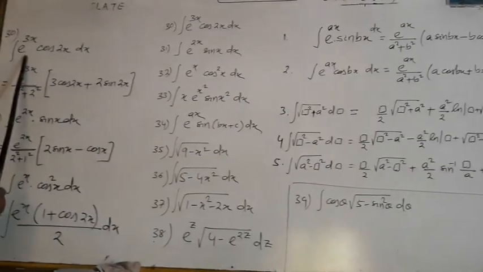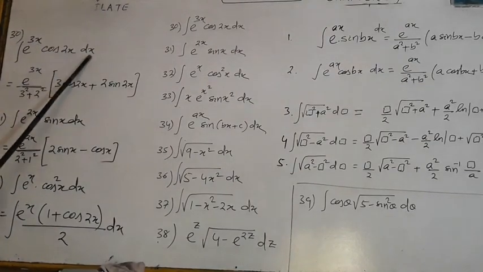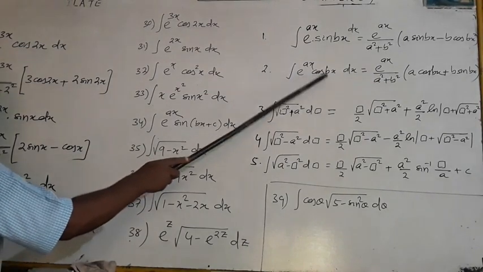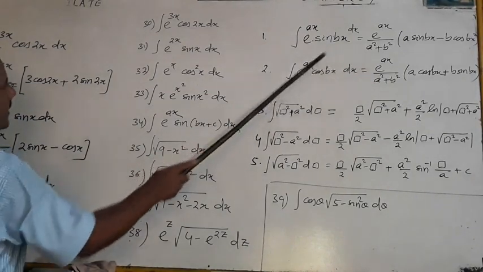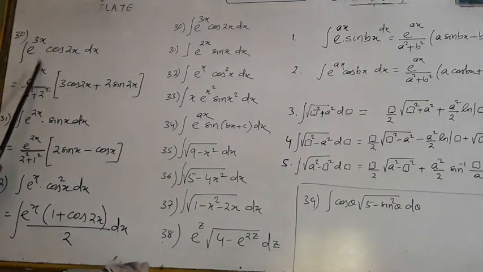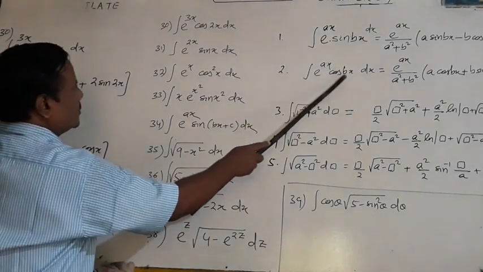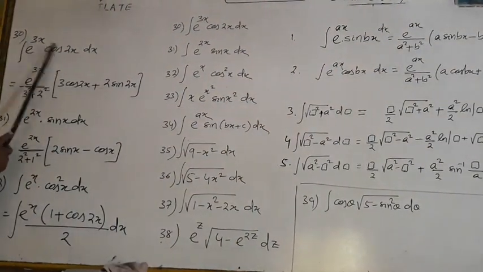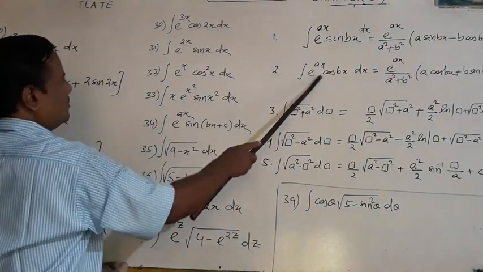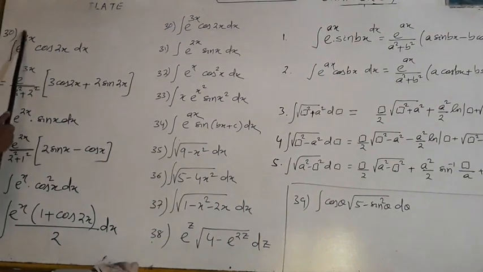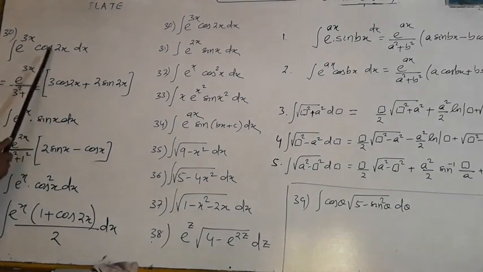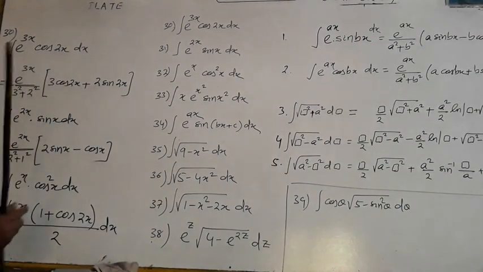It is the integral of e to the power 3x cos 2x dx. What is the answer? Similarly to e to the power x, it will be e to the power 3x over a square plus b square, which is 3 square plus 2 square. And the answer is a cos bx, so 3 cos 2x, and for cos it is plus, b sin bx, so 2 sin 2x.